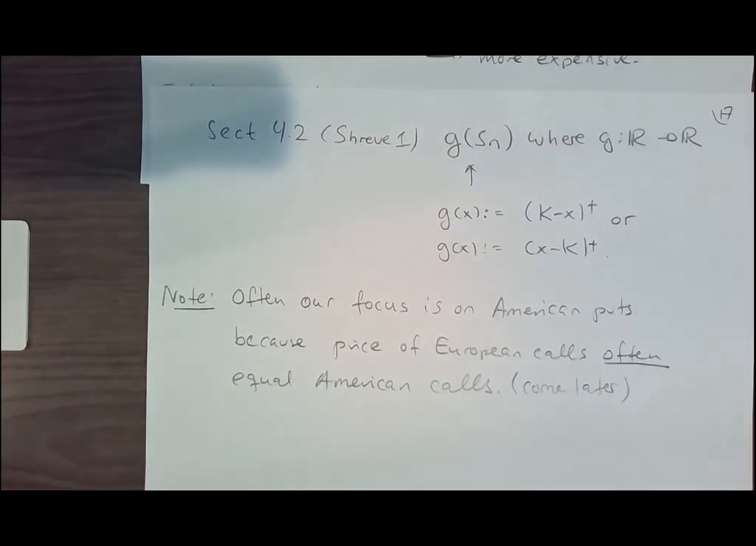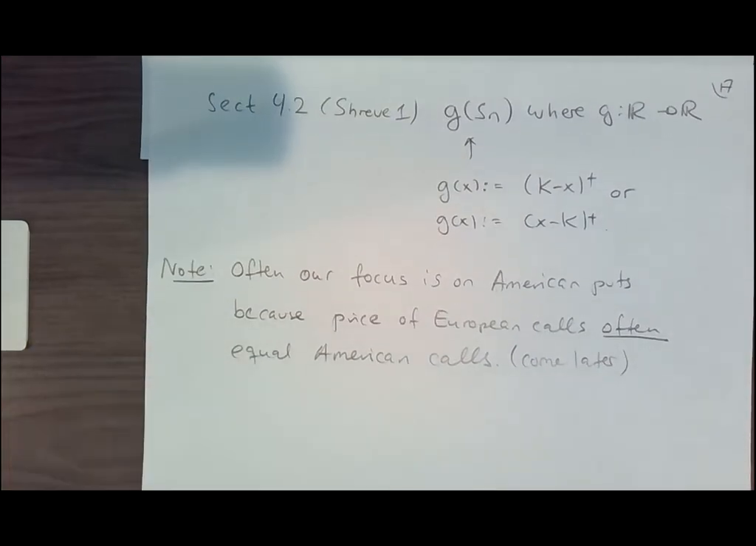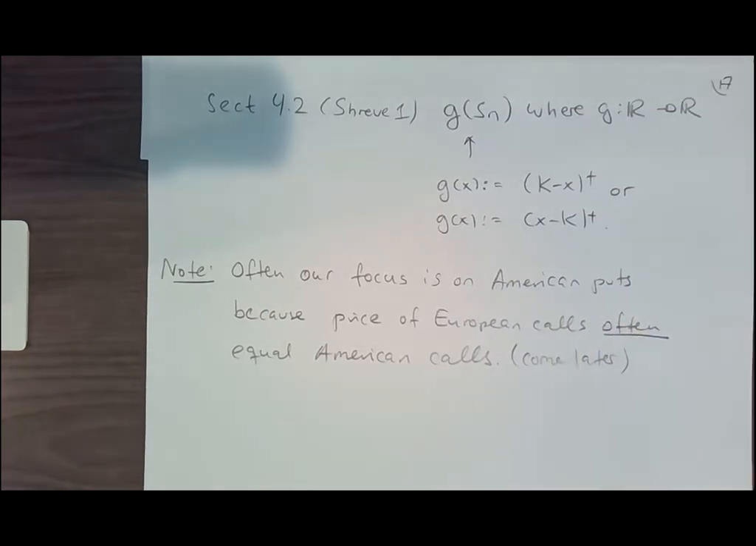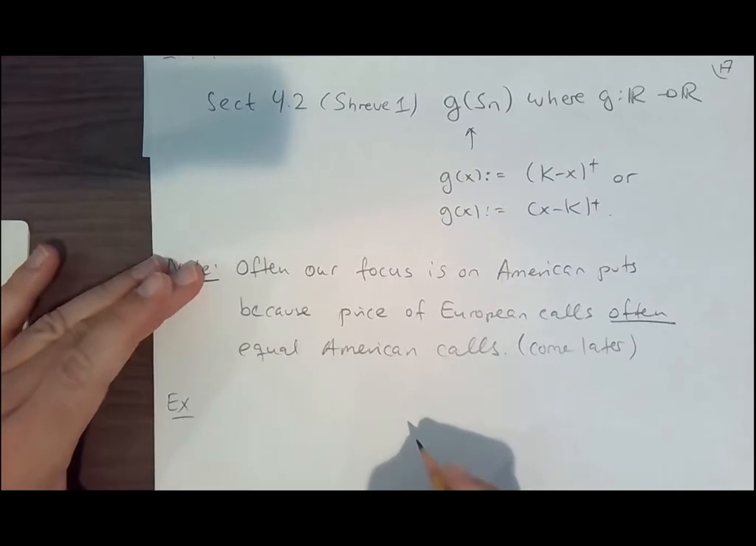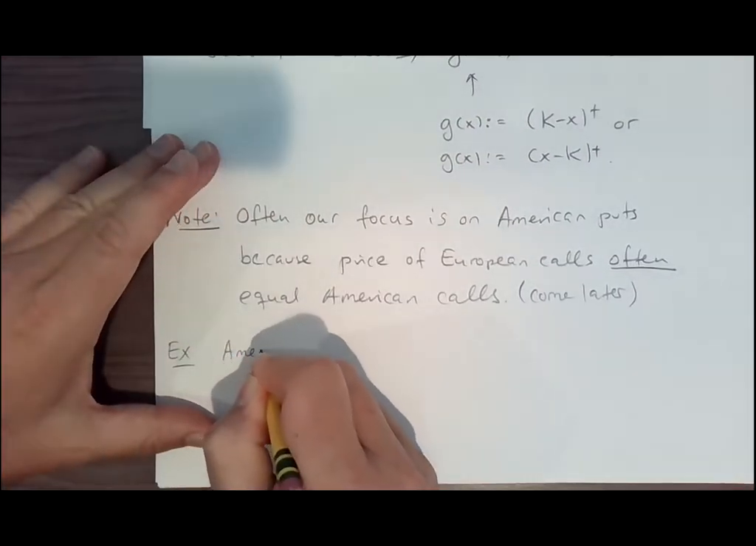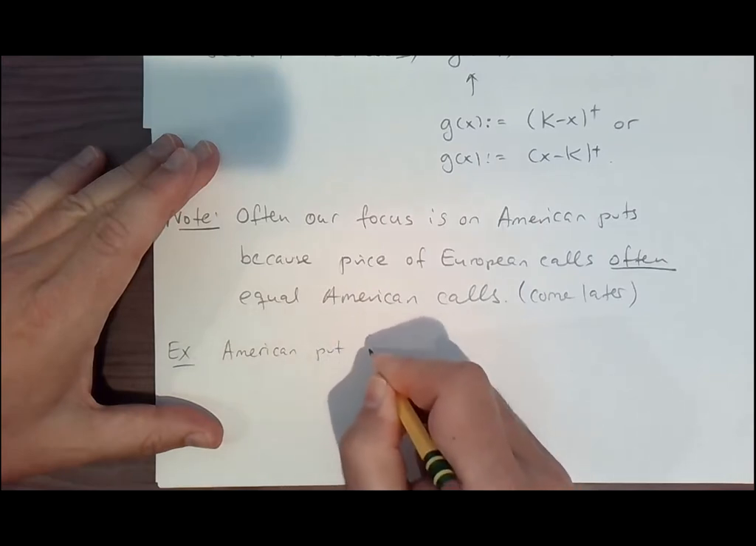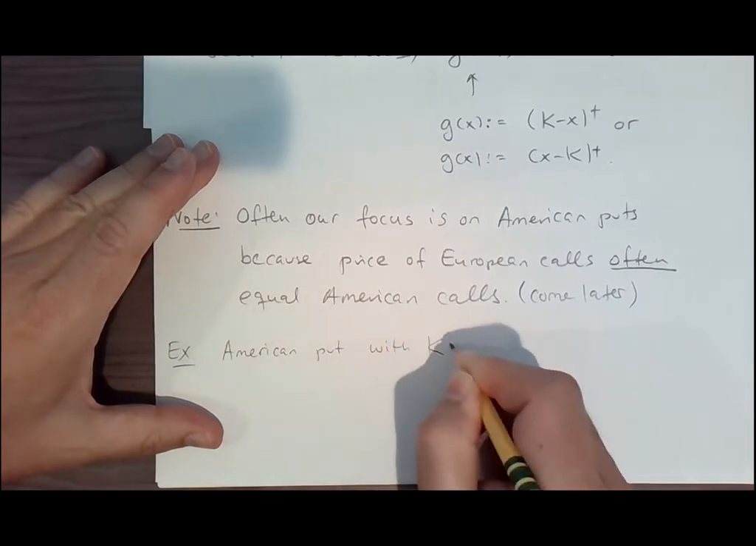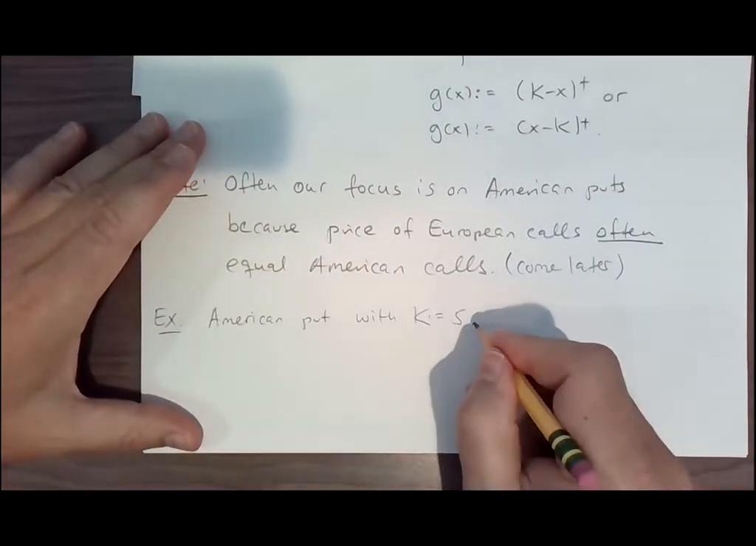So what I want to do here in the last 15 minutes or so is to go through an example just to set the stage for what it is that we are interested in here. And we're going to be looking at the put. Right, so let's do an example. This example here is also in the textbook. So we do an American put with K equal to 5.